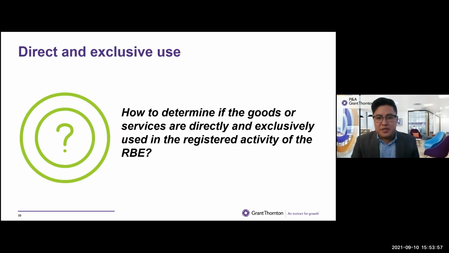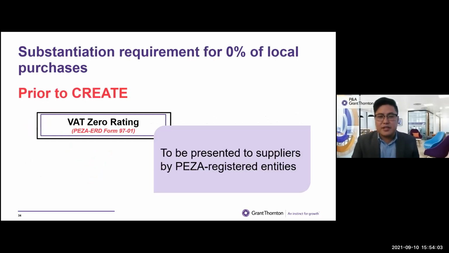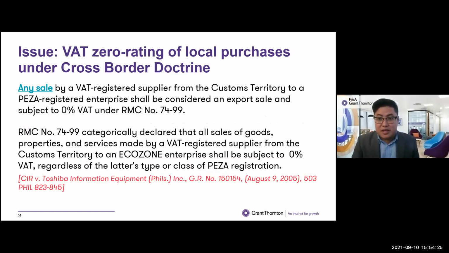So how to determine if the goods or services are directly and exclusively used in the registered activities? Prior to CREATE, not much of a problem on this, because all we needed to do was to get a VAT zero rating certificate from PEZA, or get a certification from BOI, declaring that this purchase is subject to 0% VAT, and you just present that to your supplier. But now, it might not be the case anymore, no?